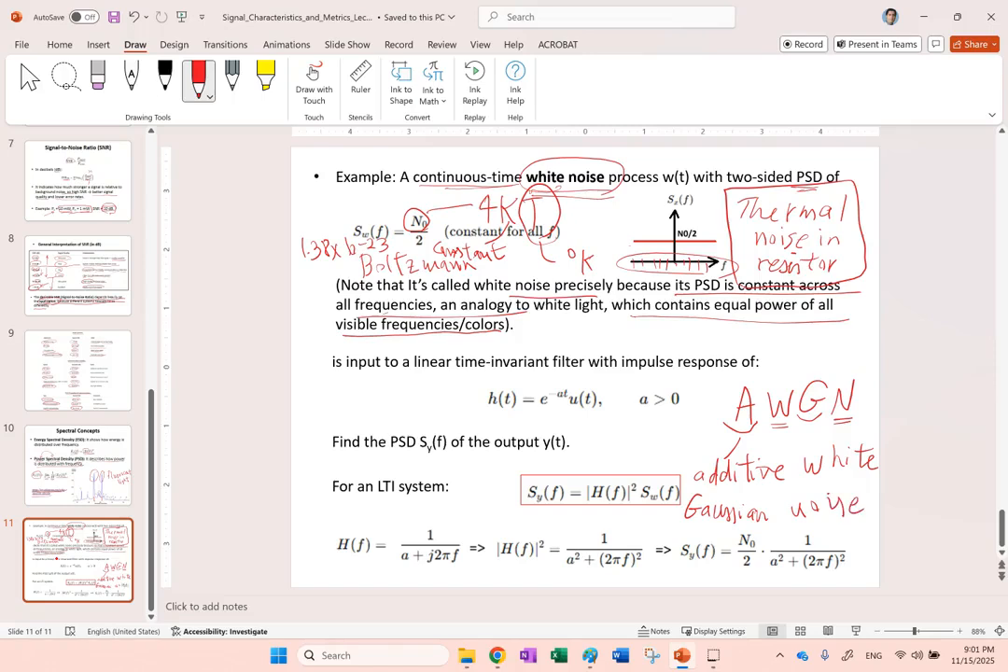Why is it called additive? Because your actual signal, for instance S of t, has the underlying actual signal, which you might call P of t, plus this noise of t. So this noise is added to your signal, and this is how it's modeled: the real signal is the underlying one plus the noise, and this noise is a white noise. Now, why is it called Gaussian?